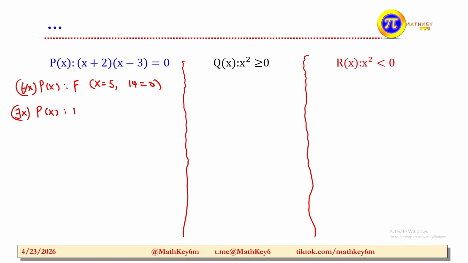Why? It is true when x equals either negative 2 or x equals 3. Yes, ሲሆን ምን ይሆናል? true ይሆናል. Because of this it is true. When you come to the second one, q of x: x squared greater or equal 0.